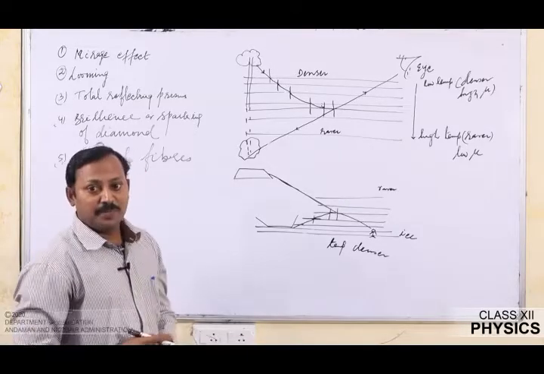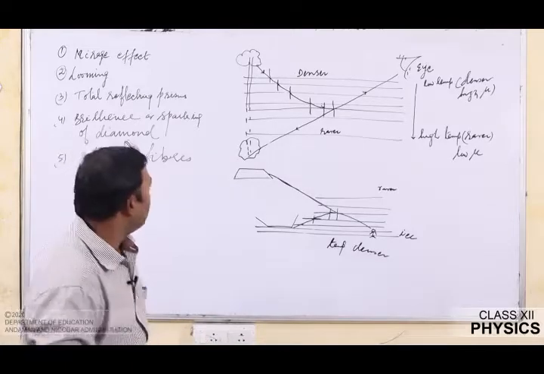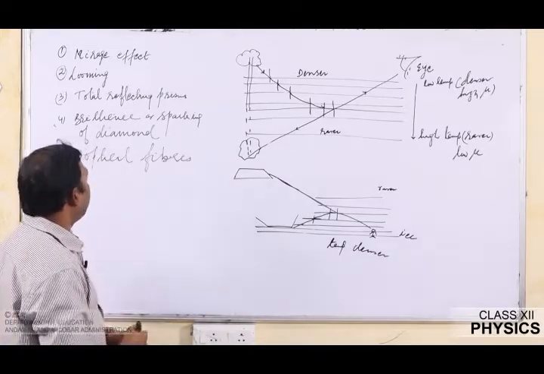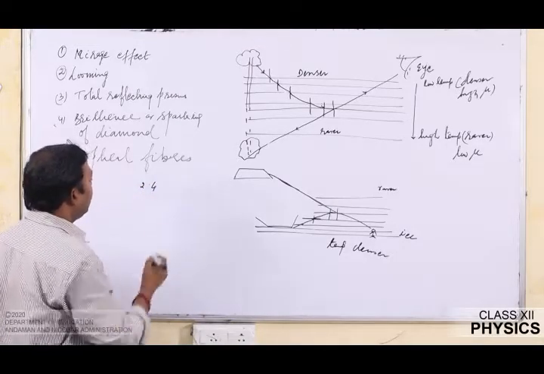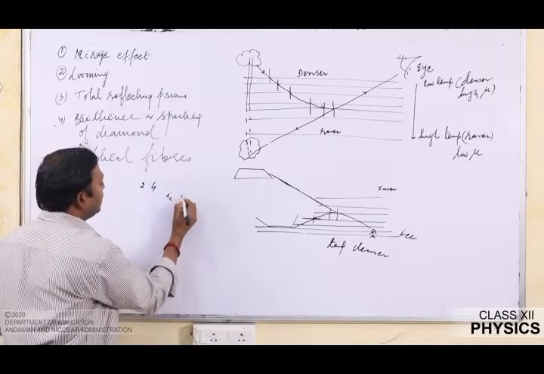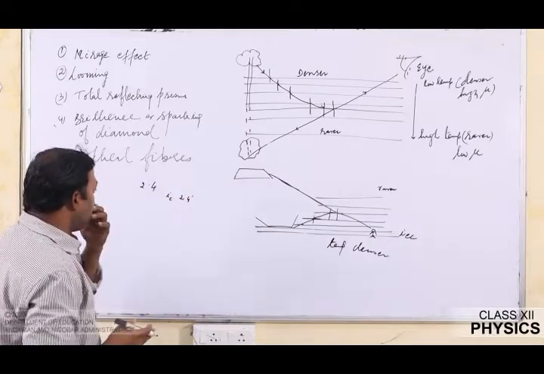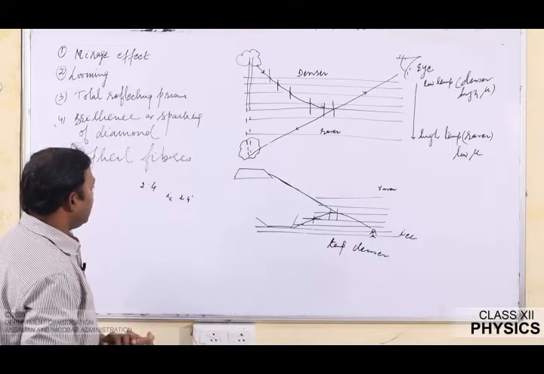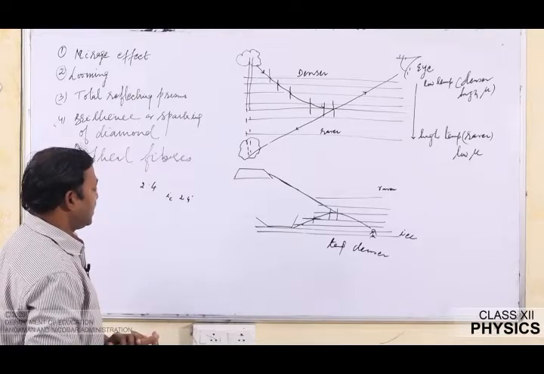Next, we will see the brilliance or sparkling of diamond. Here the refractive index of diamond is 2.4, which gives a critical angle of more or less 24 degrees. So, if the angle of incidence is greater than 24 degrees, then total internal reflection takes place.